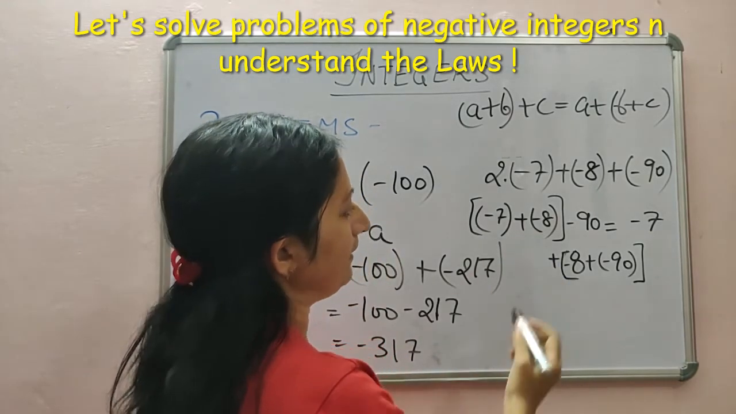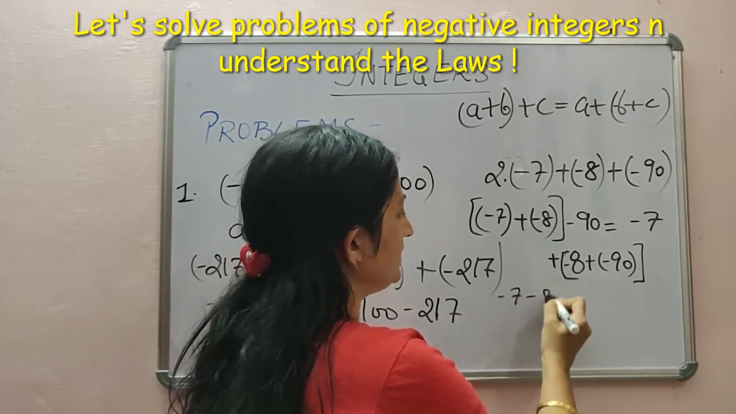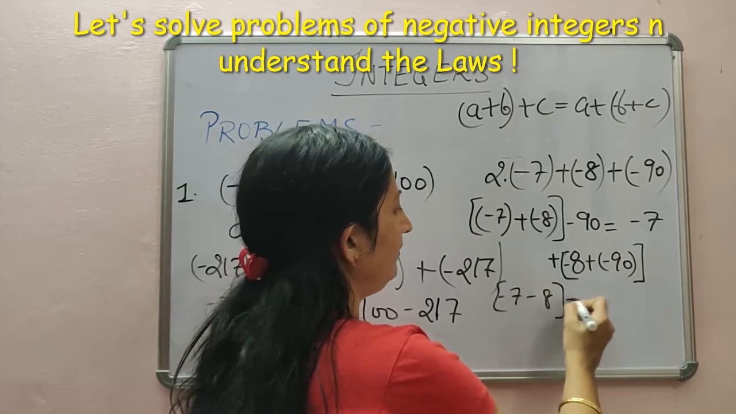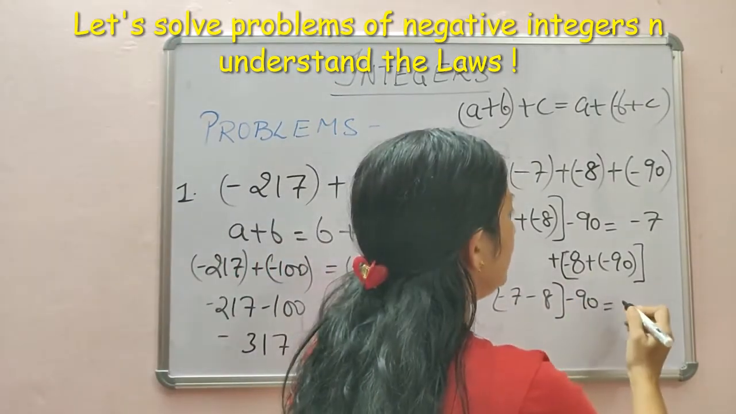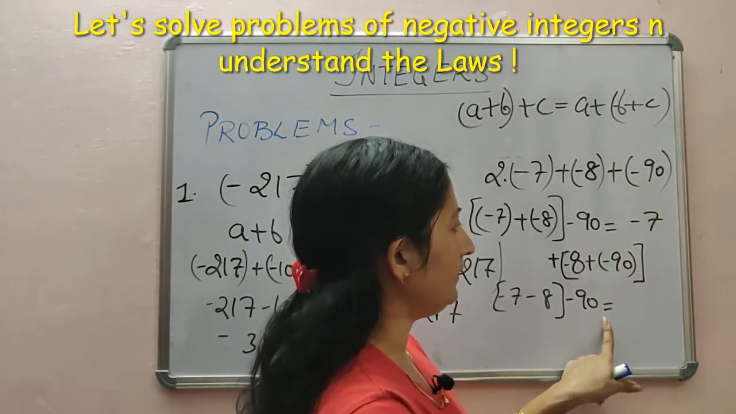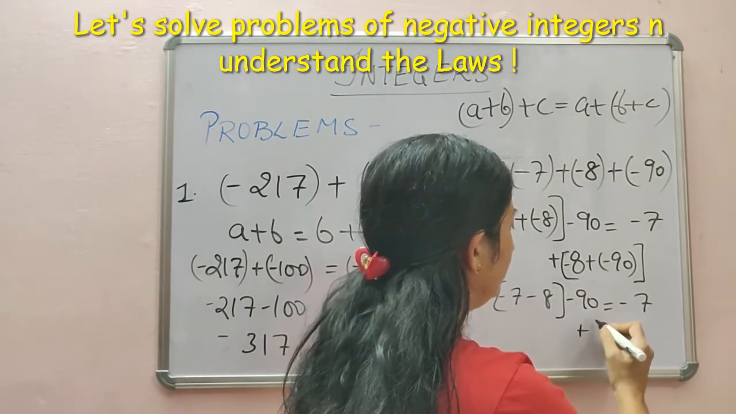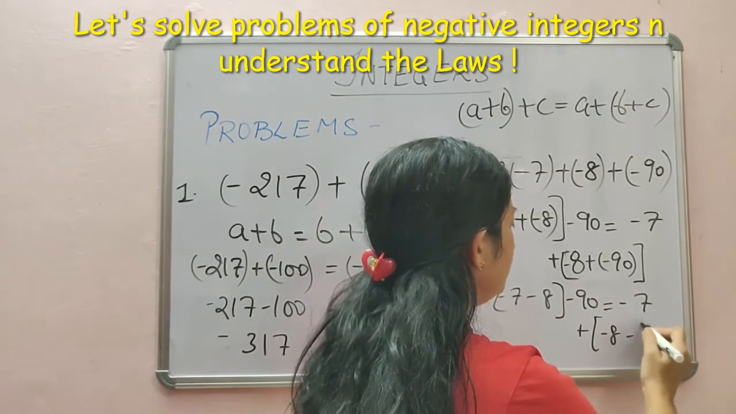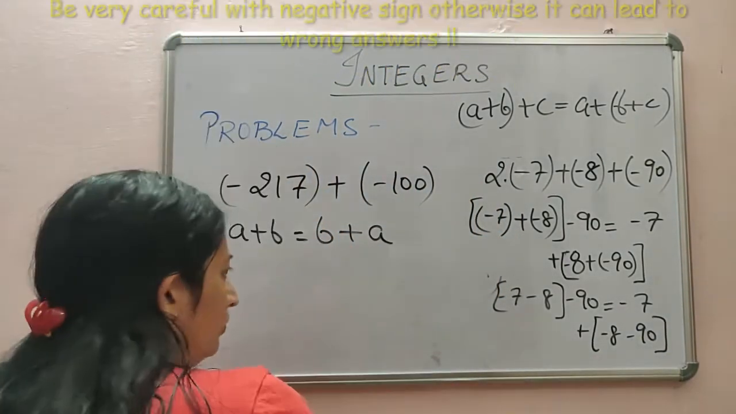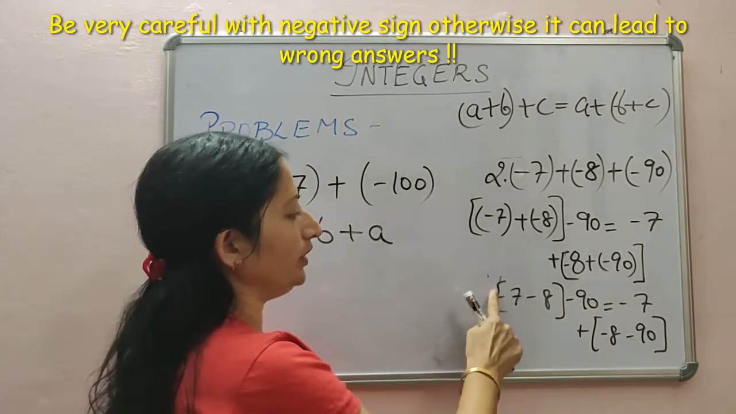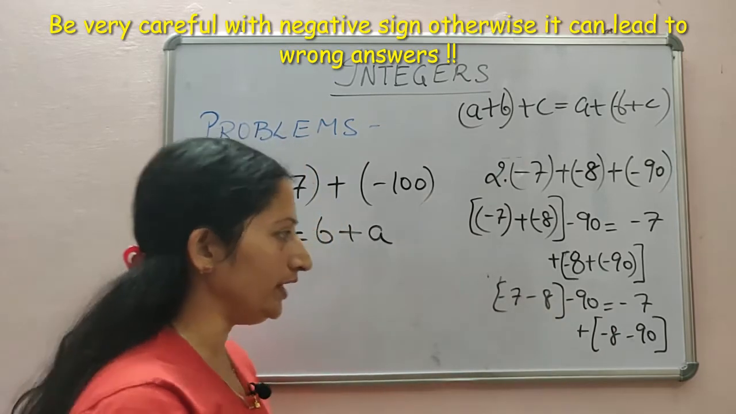Now next our step will be, this can be written as minus 7 minus 8 in one bracket minus 90 on the left hand side, and it should be equal to this portion on the right hand side, which will become again minus 7, and in the bracket we will have minus 8 minus 90. Okay students, so after this what we are going to do is, left hand side and right hand side we have to prove to be equal.